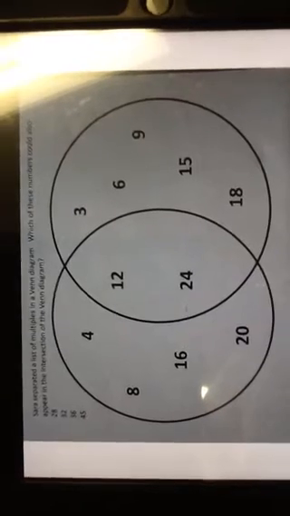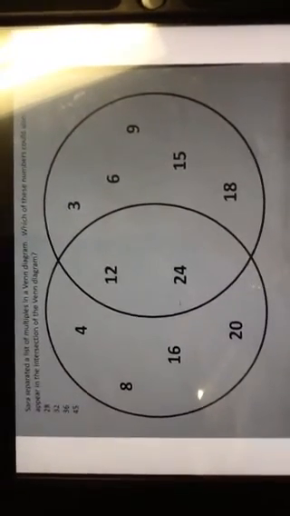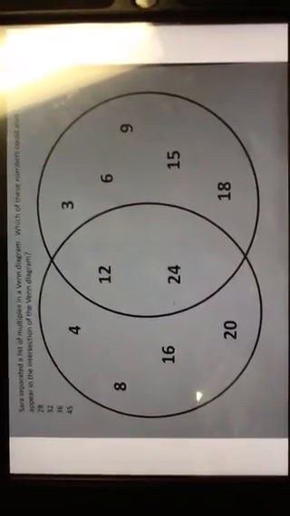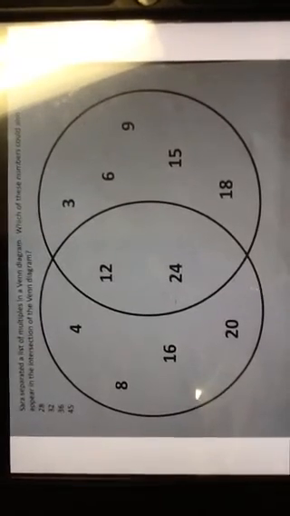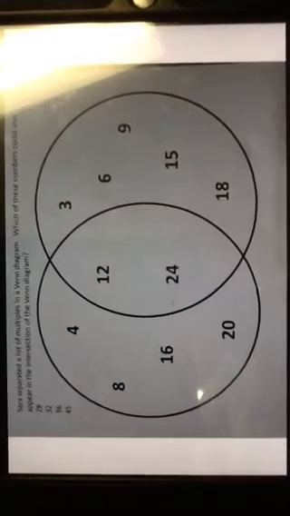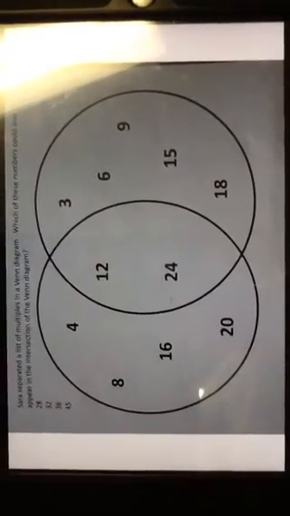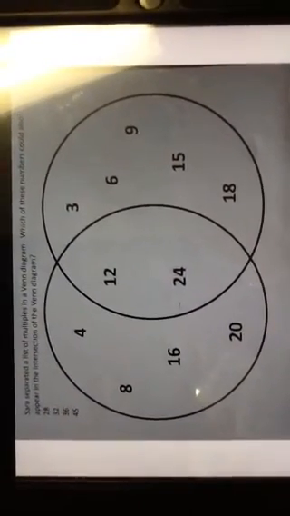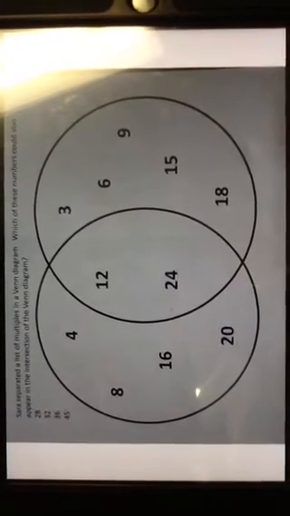Here in math, we're going to be using this to help us solve some math problems. In this case, Sarah separated a list of multiples in a Venn diagram. Which of these numbers could also appear in the intersection of the Venn diagram?